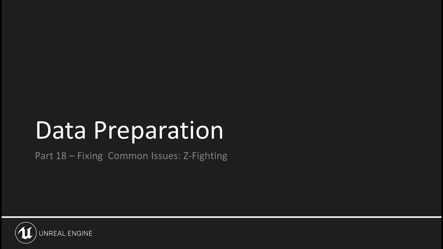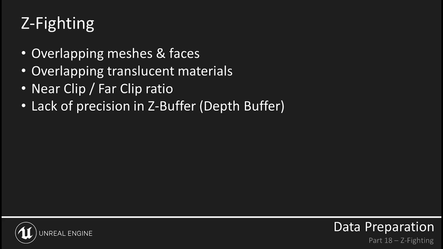Z-fighting is a fairly common problem in 3D rendering and live walkthroughs. It gets its name from the Z buffer of a video card, where the 3D scene's depth information is stored as a texture. Z in this case represents the axis pointing into the screen. Z-fighting can happen for a few different reasons.